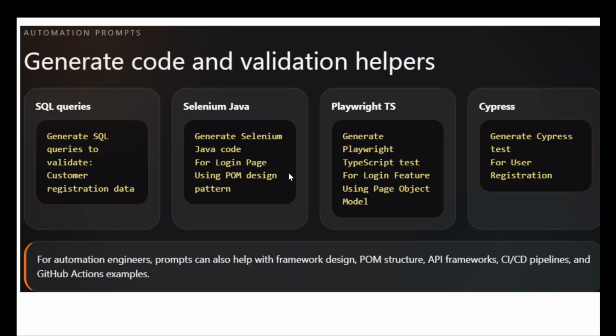For generating frameworks, whether it's Java, Playwright, Cypress, any type of automation tool framework or script can be generated by using prompts. For automation engineers, prompts can also be helpful for framework design, BOM structure, API framework, even CI/CD pipelines and GitHub Actions examples as well.